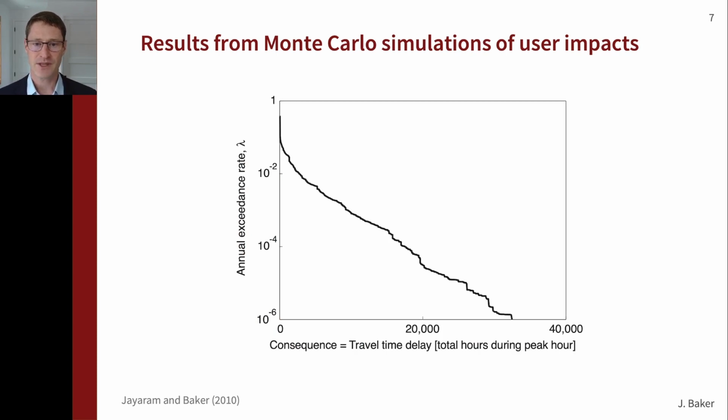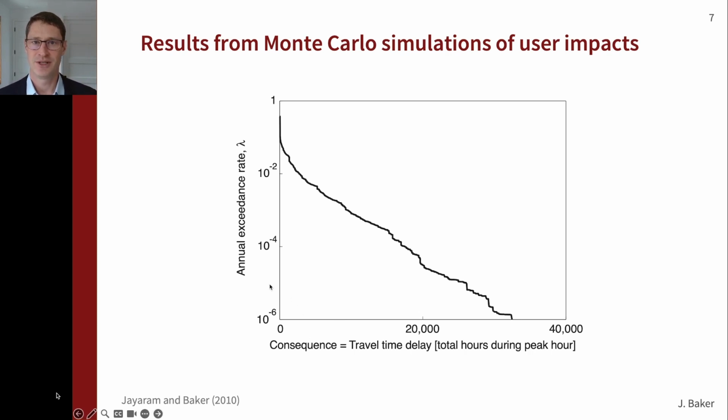So the horizontal axis of this plot is the consequence metric that we were studying. In this case, it is travel time delay, so the total travel time delay for all of those users of the network. Heading towards the right means we've got more travel time for all those users due to this disruption. And then the vertical axis is the annual exceedance rate of that level of delay.